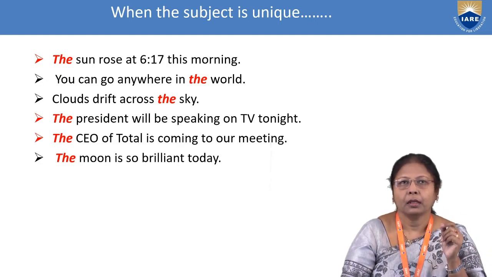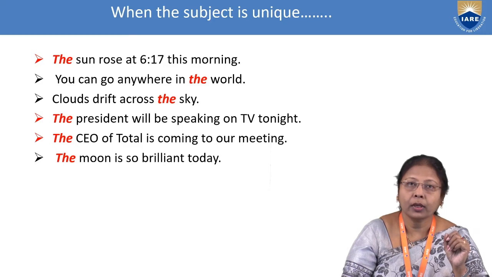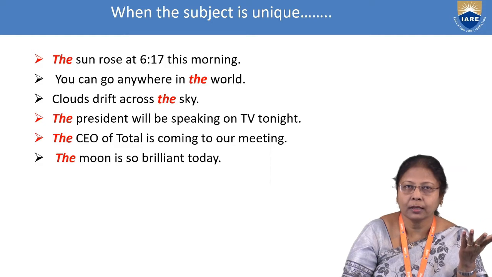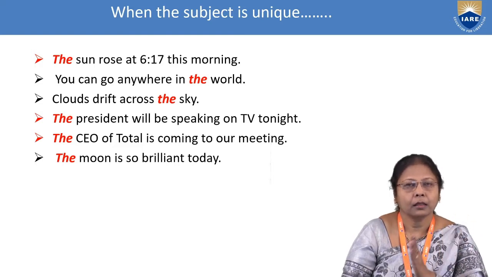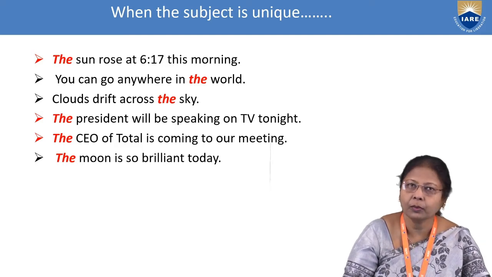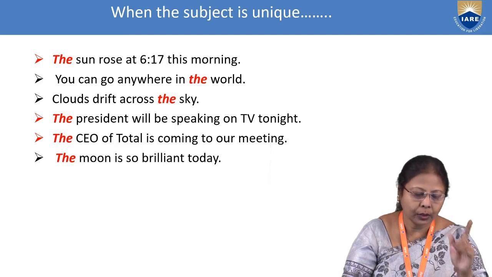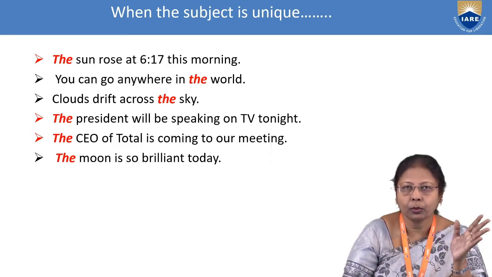Okay. And next, when the subject is unique, mostly this rule is useful and everybody knows this. The sun rose at 6:17 a.m. in the morning. So, the sun always rises in the morning itself. So, the sun is unique. We don't have 2, 3 suns, isn't it? It's not S-O-N, it's S-U-N. The sun, which is unique in the sky, rises in the east at 6 o'clock, 6:17, 6:15, whatever it is in the morning. So, the unique object sun goes with the. You can go anywhere in the world, the world. Only one world we have. We don't have two worlds, isn't it?